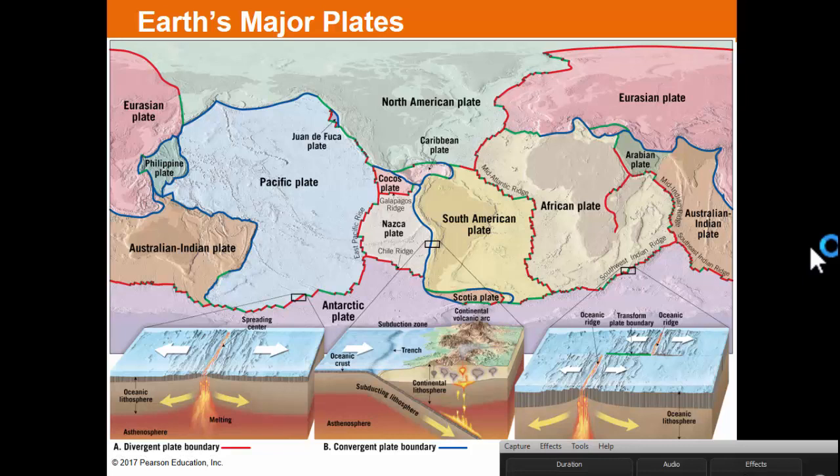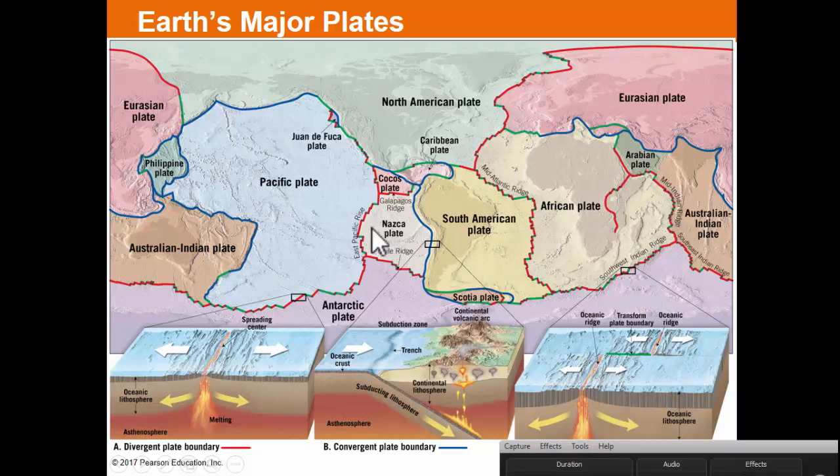And so here's just a slightly different view of that, the same plates. Again, the Cocos, Caribbean, the Juan de Fuca, the Nazca, some of your smaller ones, the Scotia, the Arabian, and then your big ones, the Eurasian, the North American, the Pacific, the Australian Indian, South American, African plates. Plates moving apart, and they are color-coded. So where you have blue, you have convergent plate boundaries. Okay, where you have red, you have divergent plate boundaries. And the greens, what we're going to learn about, are transform plate boundaries where they're sliding past each other.